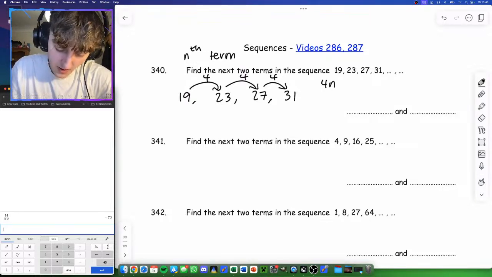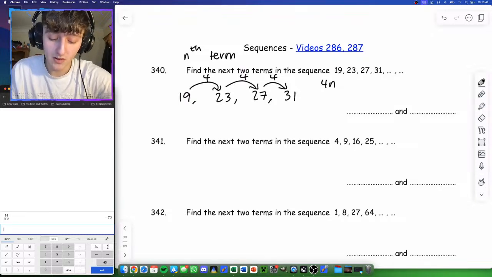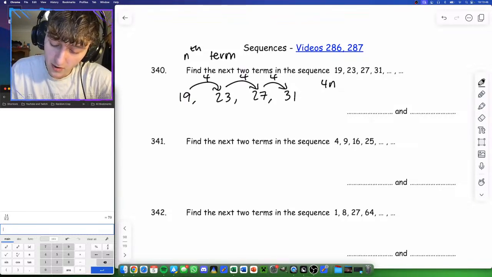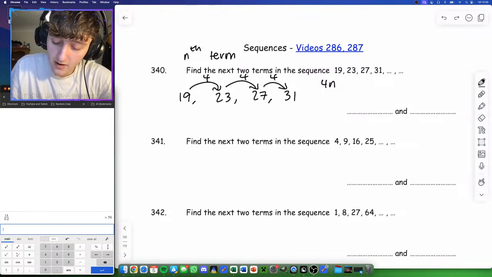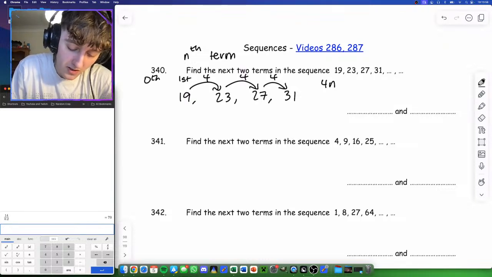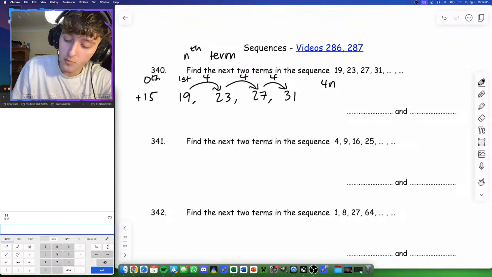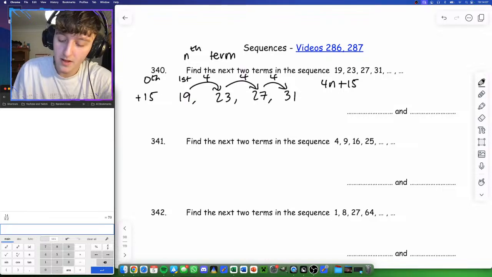And then this is an easy way to work out the nth term if you've never done it this way before. To find out the number on the end, plus or minus, we need to find out the term which will become this, the first term, yeah. Let's find out the 0th term essentially. So if you take off 4, what's that going to be? 15. It's a positive 15. Therefore, plus 15 is going to be your nth term.